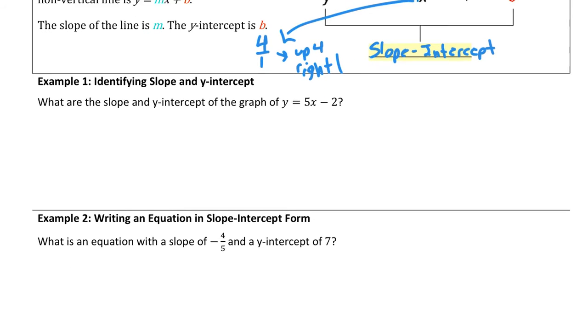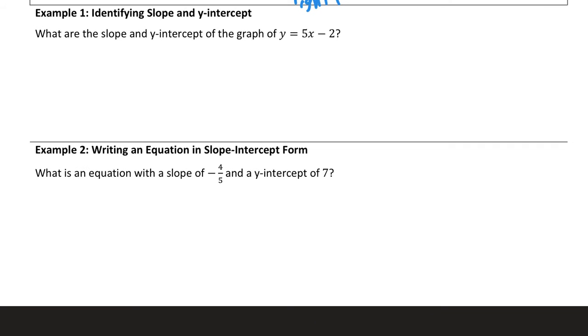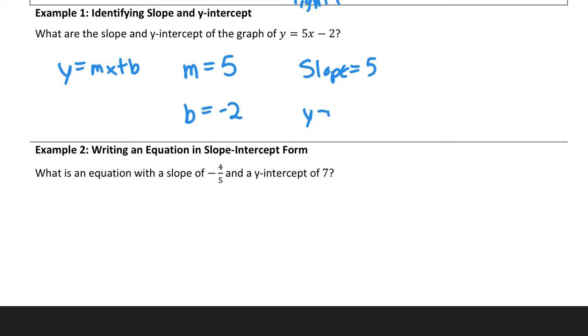So in example 1, fairly simple example, what are the slope and y-intercept of the graph of y equals 5x minus 2? Well, if it's y equals mx plus b, m is 5, b is negative 2. So the slope is 5. The y-intercept, and I'll just abbreviate y-intercept, is negative 2. That's it. Be able to identify slope and y-intercept of a graph.